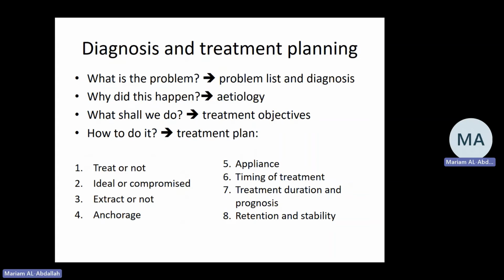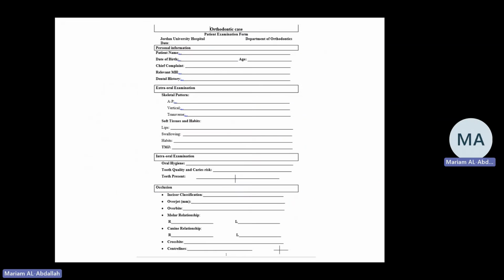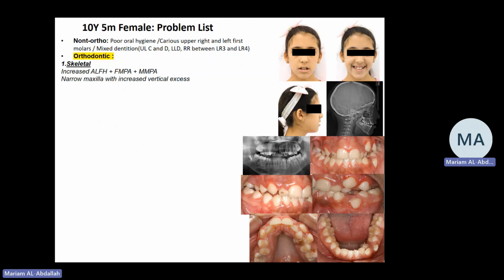Right. So after extract or not, we discussed this, anchorage, etc. All these have been discussed with the basic principles of treatment planning. Now, I just want to remind you about our examination form. This is the first step, and then we end up having our problem list and our etiology, and then we formulate our treatment objectives. Based on our treatment objectives, I need to think, how am I going to fulfill them by choosing the proper treatment plan in terms of extraction, non-extraction, type of appliance, anchorage, buccal segment relationship, and retention duration. And now we're going to have an example.